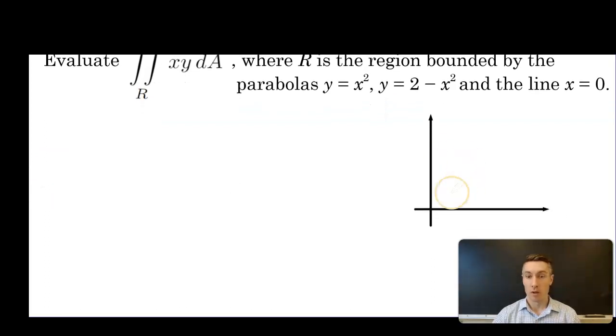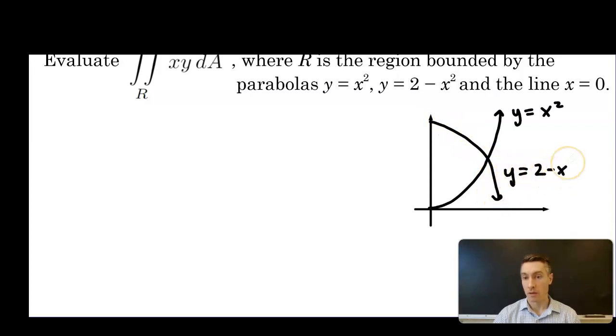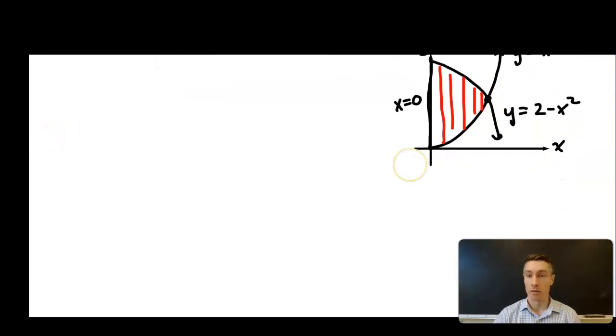Okay, so y equals x squared will look like this. 2 minus x squared will look like that. And x equals 0 right there. So we have x, y. So the region looks to be type 1 more easily than it would be type 2. We do need to find this point of intersection. So we have some algebra to do.